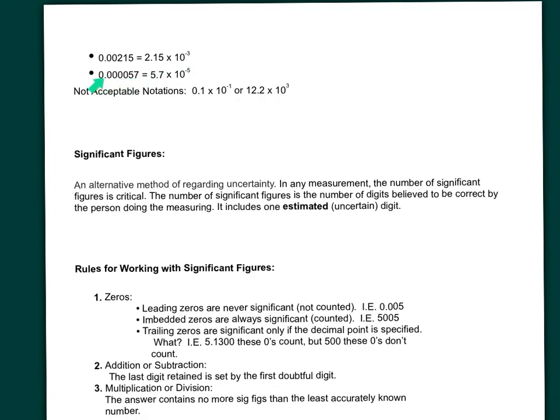And on this one, the decimal place would move 1, 2, 3, 4, 5 places, so 5.7 times 10 to the minus 5th. Now what is not acceptable is like 0.1 times 10 to the minus 1. So you cannot have this first number be less than 1, and this wouldn't be acceptable either, 12.2 times 10 to the 3rd. Yes, you could write it like this, but it's not acceptable scientific notation. That decimal would have to be between the 1 and the 2 to be acceptable.